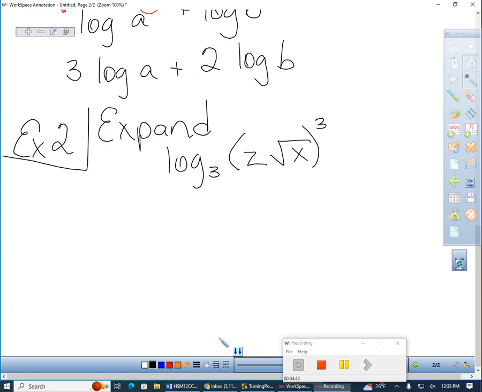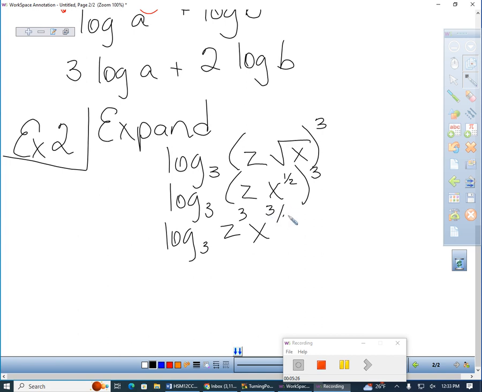So what I recommend is, first of all, when you're expanding it and you've got a square root, we can rewrite that square root as an exponent. What is the square root as an exponent? 1/2. Thank you. So this first goes to log base 3 of z x to the 1/2, all raised to the third. Now we're going to distribute that cube to both things. So we're going to have log base 3 of z to the third x to the 3/2. Now that's it, right? No, we're not done yet.